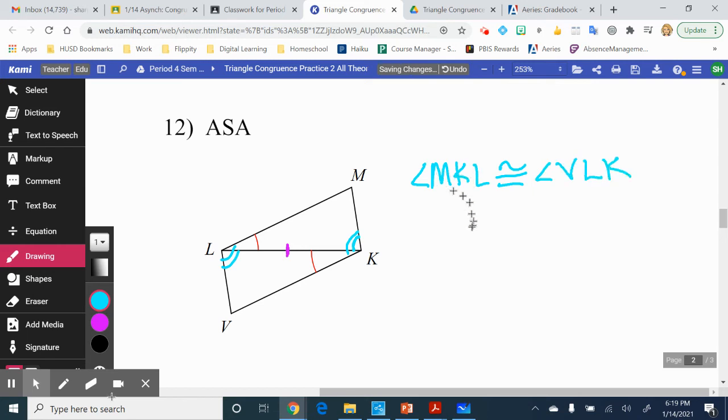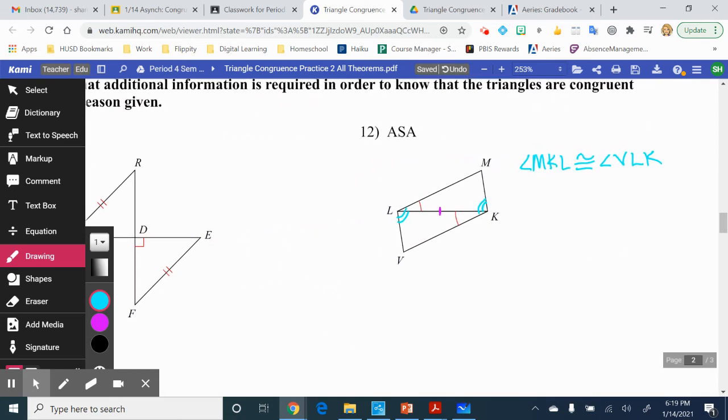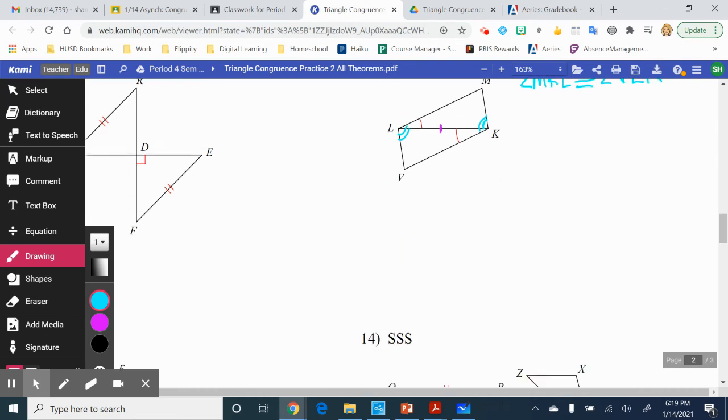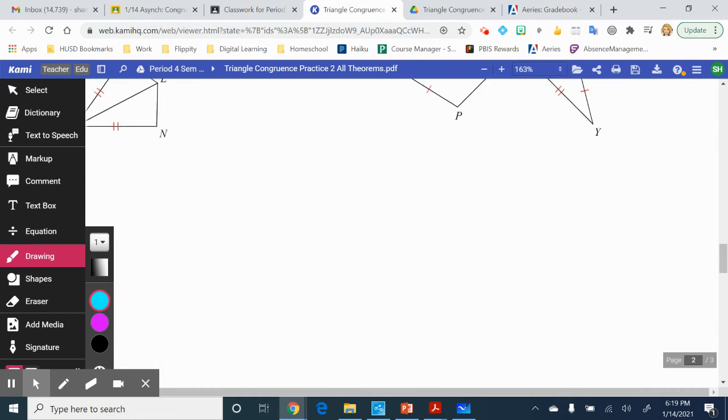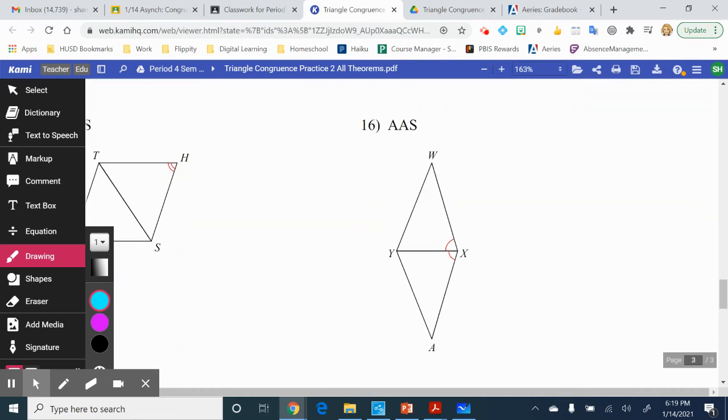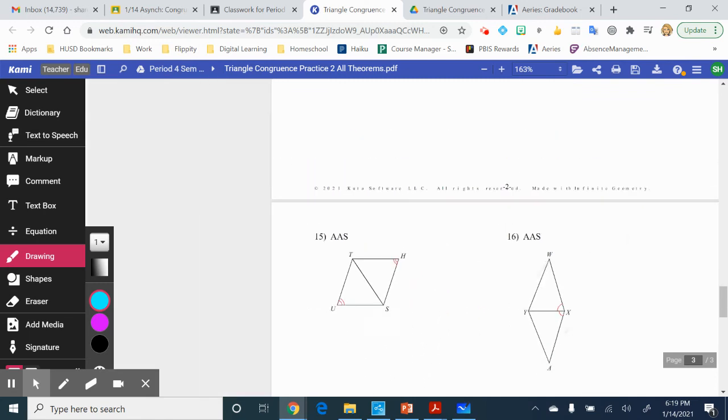And there's a lot of different ways. So you could have this backwards where you say angle LKM is congruent to angle KLV. So you could write these backwards if you'd like. And that's the other information that you need to know to prove this angle, side, angle. All right, let's go ahead. That one's pretty easy. Let's take a look at this one.